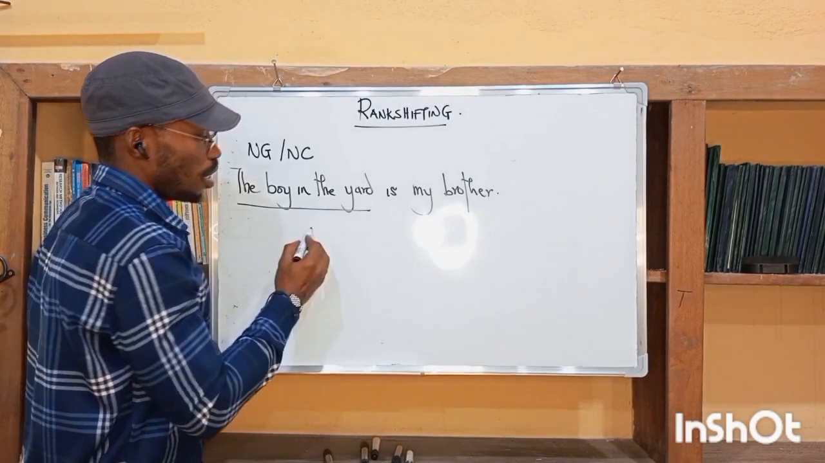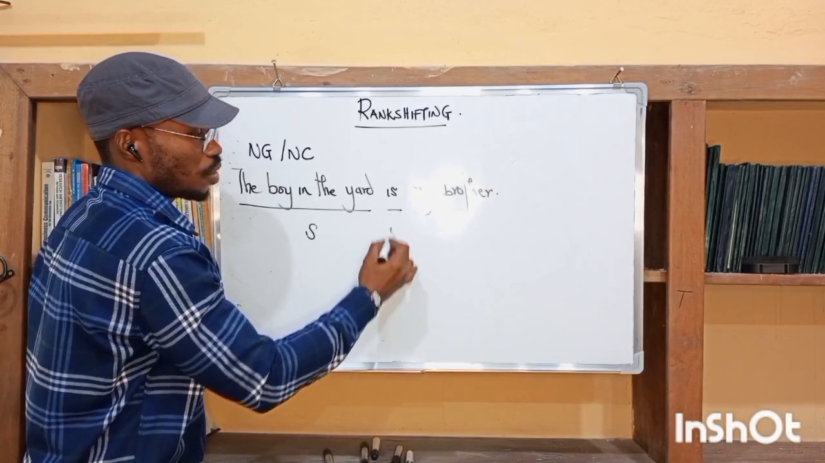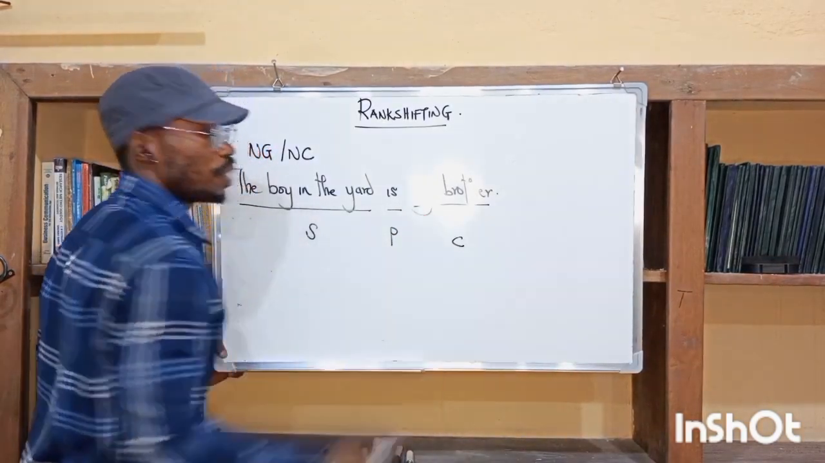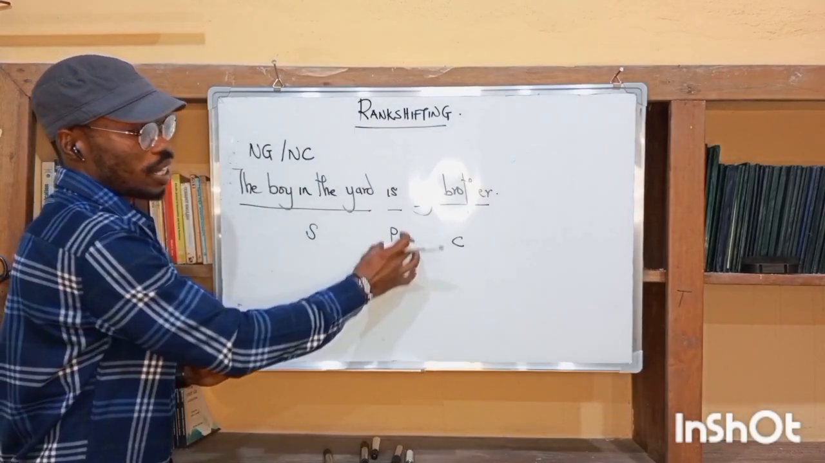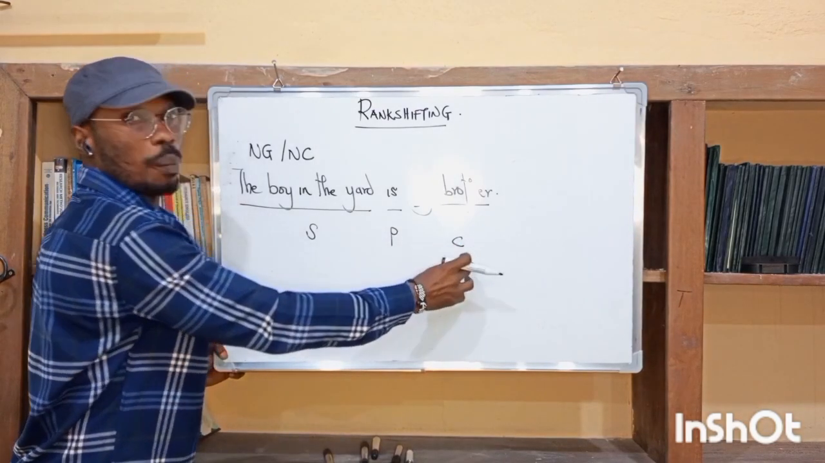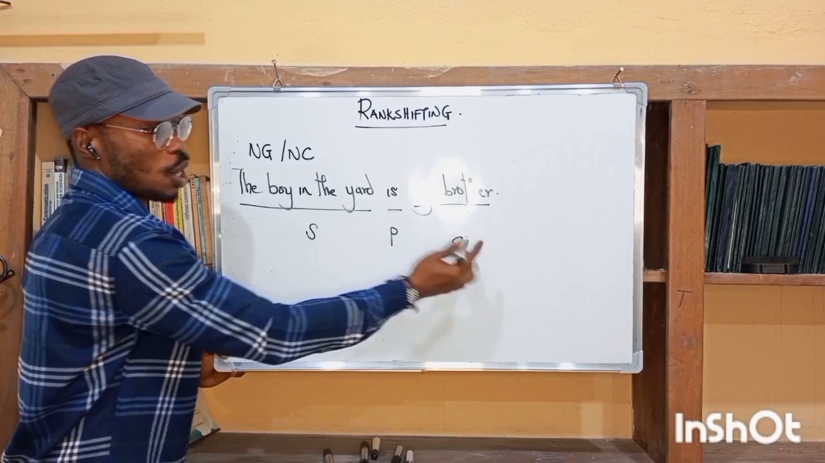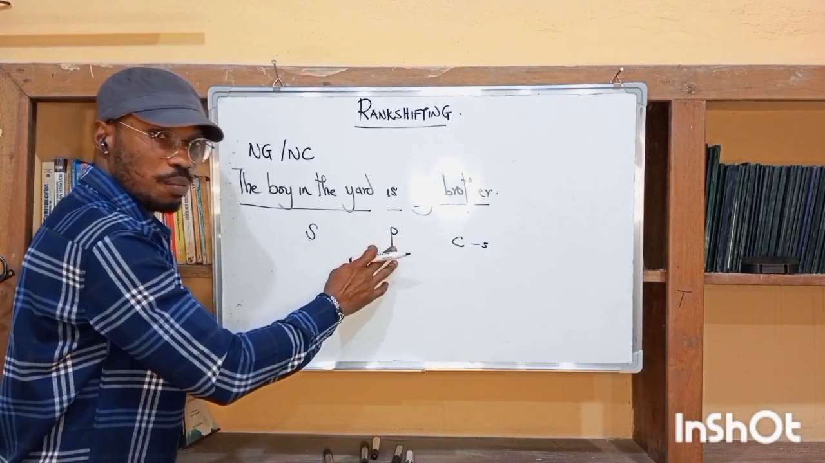The boy in the yard becomes the subject of the sentence. Is a predicator. My brother is a complement. This is the subject because that's the emphasis in the sentence. The predicator is the only verb in this sentence, and then my brother is a complement, which is describing the subject. So this becomes subject complement. This is a subject, and this is a predicate.